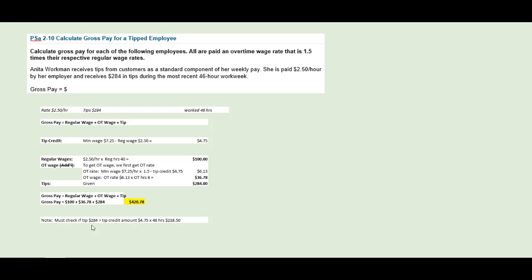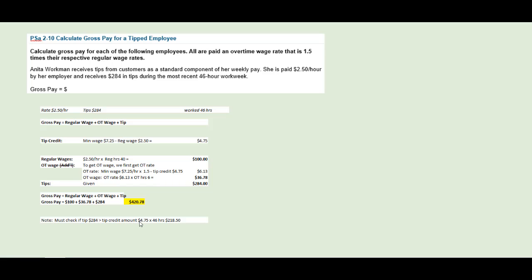Now, for this type of problem, one last step is you must do a check. This check is to ensure that the employer's tip credit is sufficient. The employer is getting this tip credit, so they are paying less than the minimum wage. But are the tips sufficient to cover being less than the minimum wage? That's why we need to do this check. Look at the tip, which is $284, given in the problem. It must be more than the tip credit.